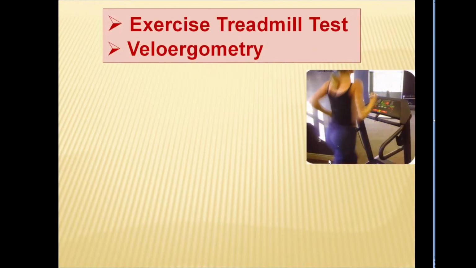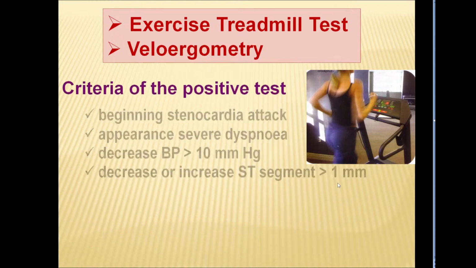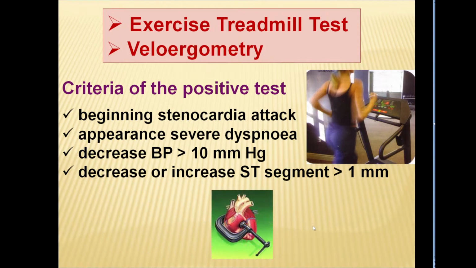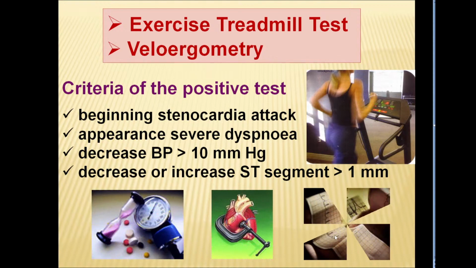Exercise treadmill test and wheel ergometry give controlled physical exercise depending on age, sex, and weight of the patient, and together with physical exercise we record ECG. Criteria of a positive test: the patient feels discomfort or pain in the chest region, the patient feels dyspnea, blood pressure decreases more than 10 millimeters from initial, and depression of the ST segment more than 1 millimeter from the isoelectrical line. We immediately stop the exercise and formulate a conclusion about affection of coronary arteries. The abnormal response to physical exercise.